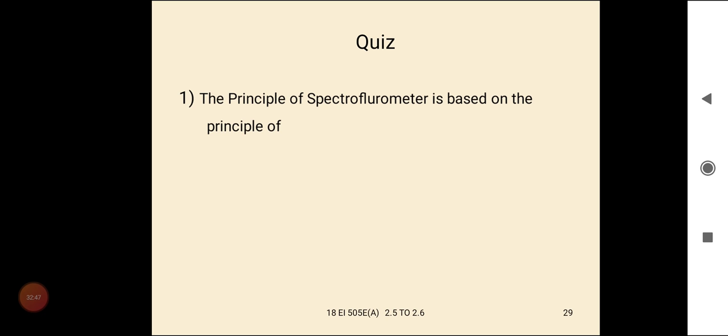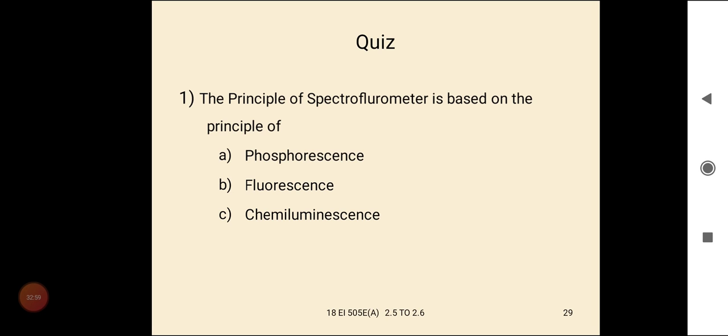FAQs: the principle of a spectrofluorimeter is based on the principle of A. Phosphorescence, B. Fluorescence, C. Chemiluminescence, D. All of the above. Here the correct answer is B. Fluorescence.